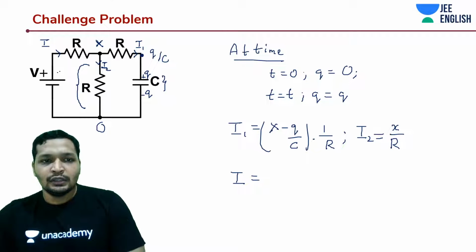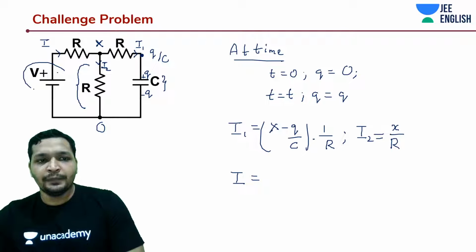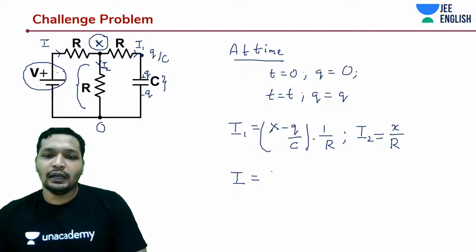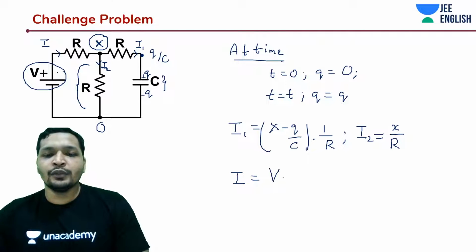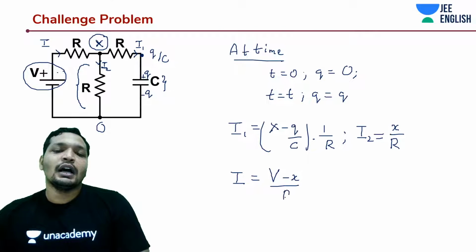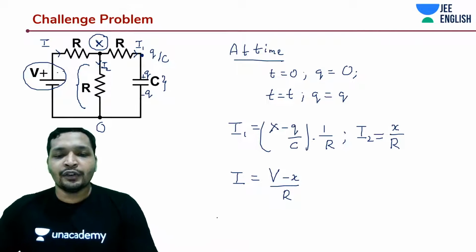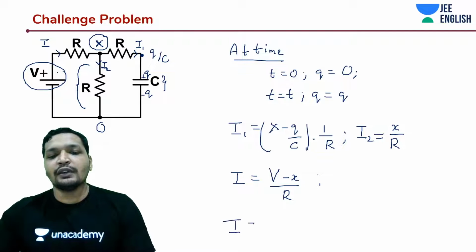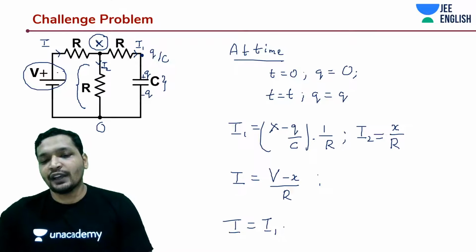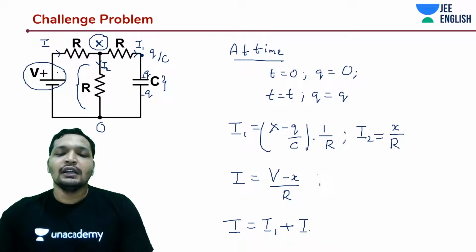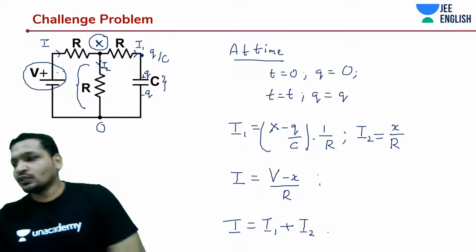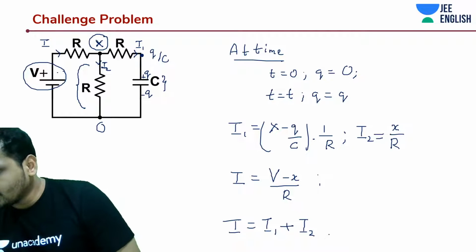So for I, what is happening? This potential V minus X, divided by R. Yes, you're going to do this, and then immediately you're going to say, after this, I is equal to I1 plus I2. Standard method, guys. Very, very standard method. If you forgot anything, this is the standard method to solve these kinds of problems.